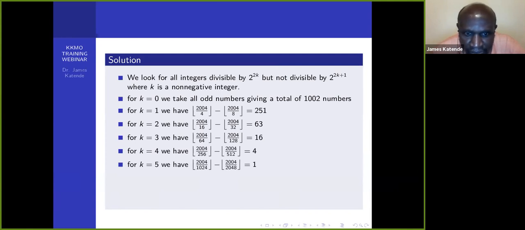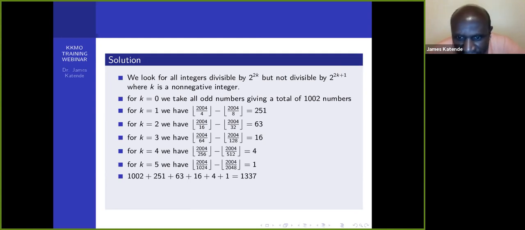So when k is equal to 5, what we'll have here is 2 raised to 10. So all numbers divisible by 1024, but not divisible by 2048. So this covers all the numbers that we are looking for. So we can just add up the numbers and we end up with our answer. The answer is 1,337. Is that making sense now?